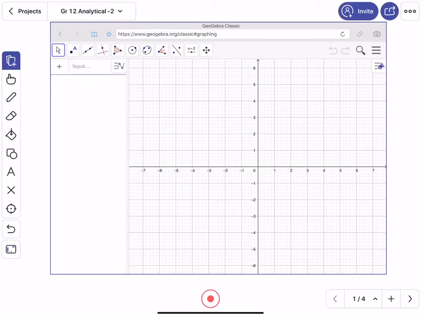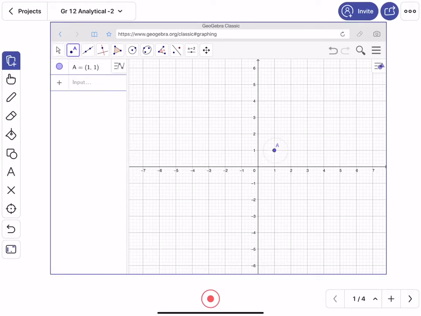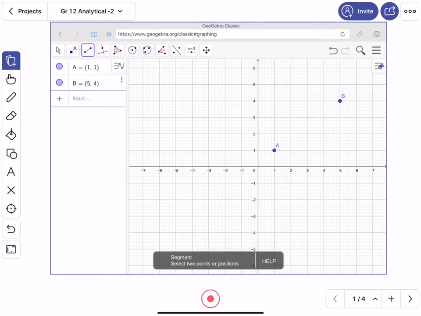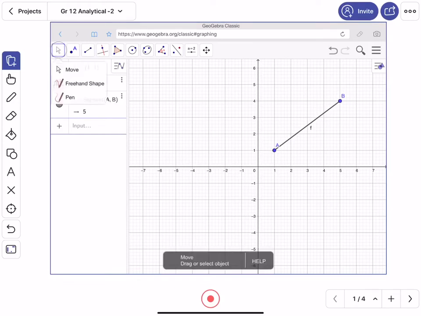On grade 12 analytical geometry. Yesterday we have seen 2 points here, and I joined them with a line, and I get the length. We find the length of this line AB using the distance formula.